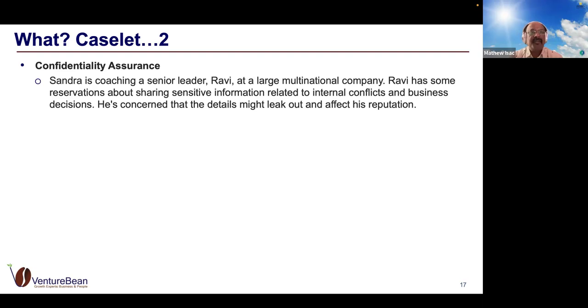The coach Sandra is coaching a senior leader, Ravi, at a large multinational company. He has some reservations about sensitive information, and he's thinking that details might leak out and affect his reputation. For all you know, the senior leader Ravi could be a CFO or a finance guy who's always worried about data. You never know.